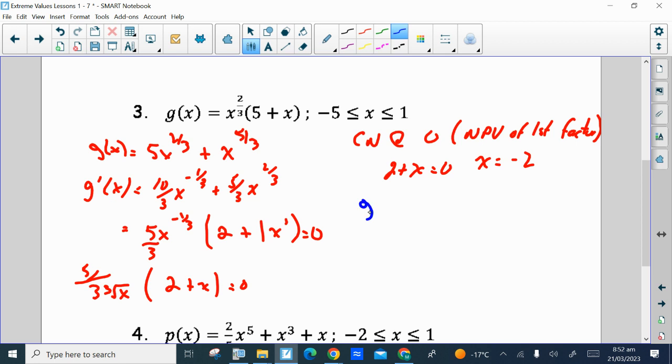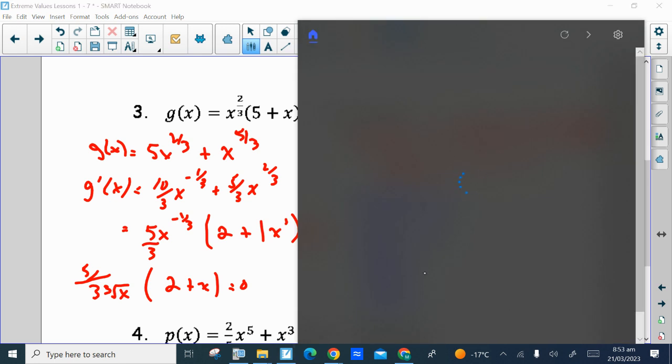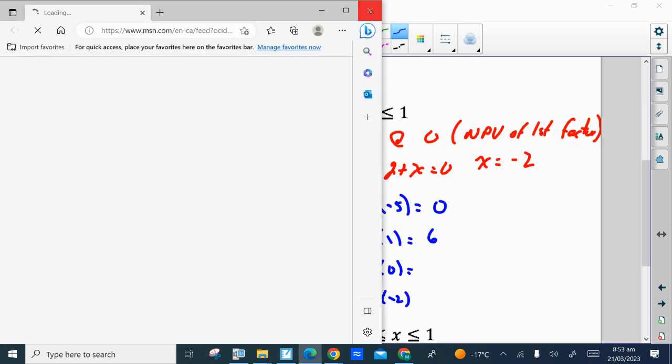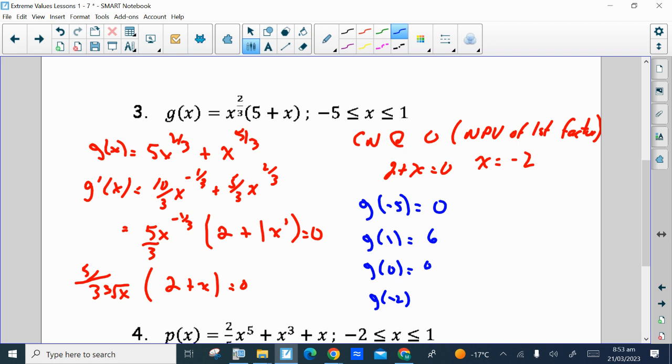So we need to find out what g at negative 5 is, g at 1 is. Those are the two endpoints of our domain, as well as g at 0 and g at negative 2. So we need to check all these values out. At negative 5, it works out to be 0. At positive 1, it works out to be positive 6. At 0, it also equals 0. And at negative 2, it's approximately 4.76.